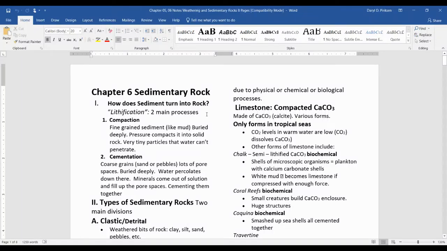Let's have a run through the notes that I passed out for the sedimentary rock chapter. It starts out here talking about how sediment actually turns into sedimentary rock. We talked first about weathering. That's how rock breaks down into sediment in the first place. With granite, it will turn into clay minerals and quartz grains and ions dissolved in water. But when that sediment gets deposited somewhere, there's two ways that it will turn into sedimentary rock.